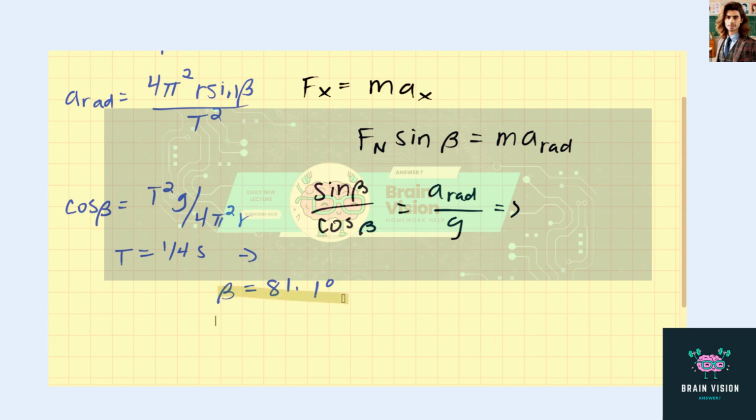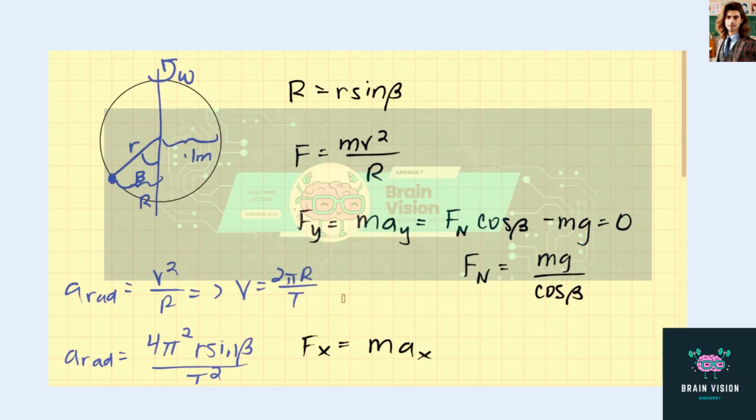For part B, is it possible for the bead to ride at the same elevation as the center of the hoop? So if it's the center, that means, looking at the figure, beta would be equal to 90 degrees because it would be up here. So if beta is equal to 90 degrees, cosine of beta would be 0, which means the period is equal to 0. So it has to rotate infinitely fast to have that happen. So no, it's not possible.